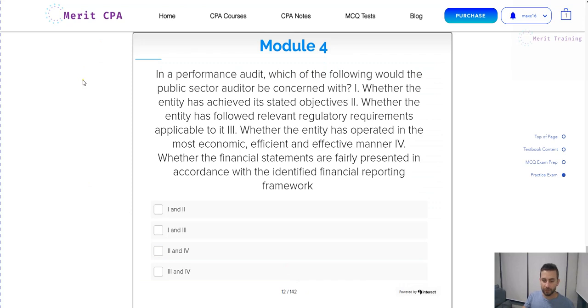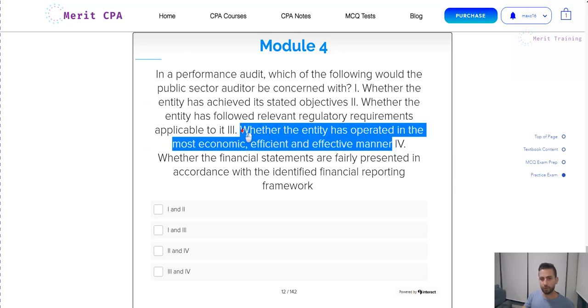Cool. All right, so next question is, in a performance audit, which of the following would the public sector audit be concerned with? 1, whether the entity has achieved its stated objectives. 2, whether the entity has followed relevant regulatory requirements applicable to it. 3, whether the entity has operated in the most economic, efficient, and effective manner.